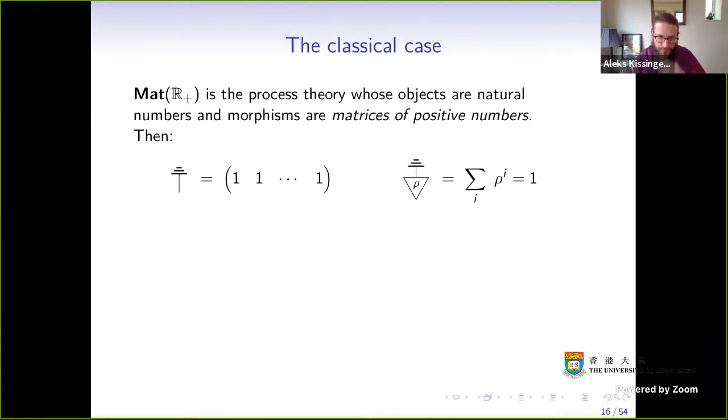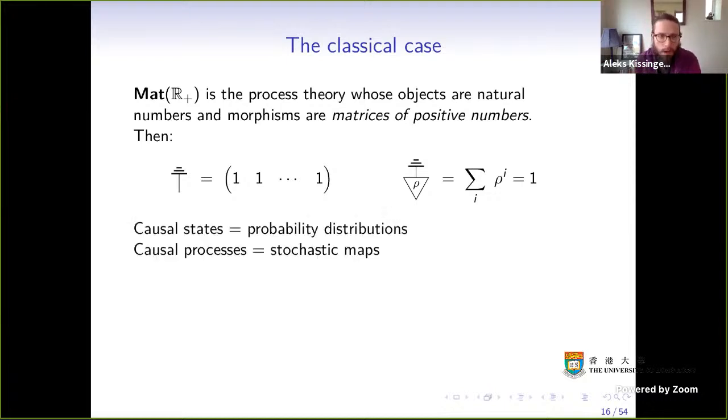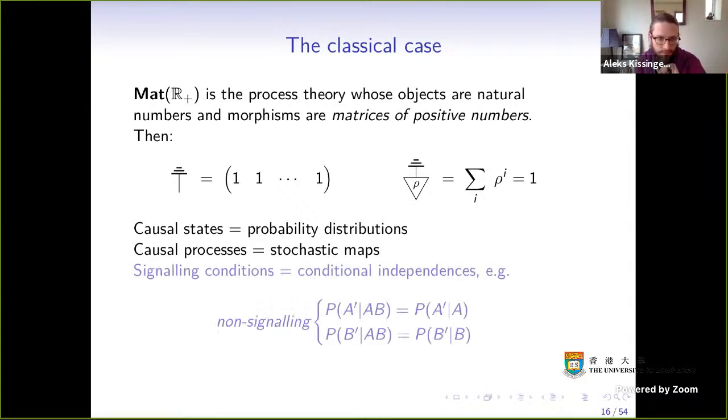Discarding a state says that its numbers sum to 1. So the causal states are probability distributions, and the causal processes are stochastic maps, the things that preserve probability distributions. The signaling conditions are just the familiar signaling conditions, these kinds of conditional independences on joint probabilities.